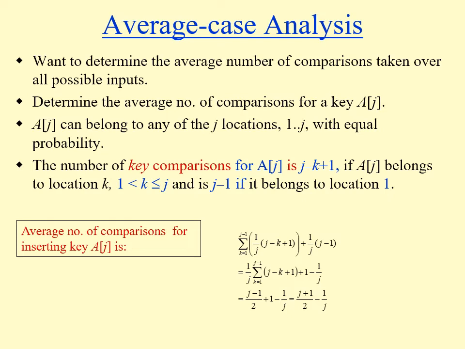So this one, I think there's a mistake. I will update the slides. K is larger or equal to 1 and less or equal to J minus 1, and then the case of location J will be J minus 1.